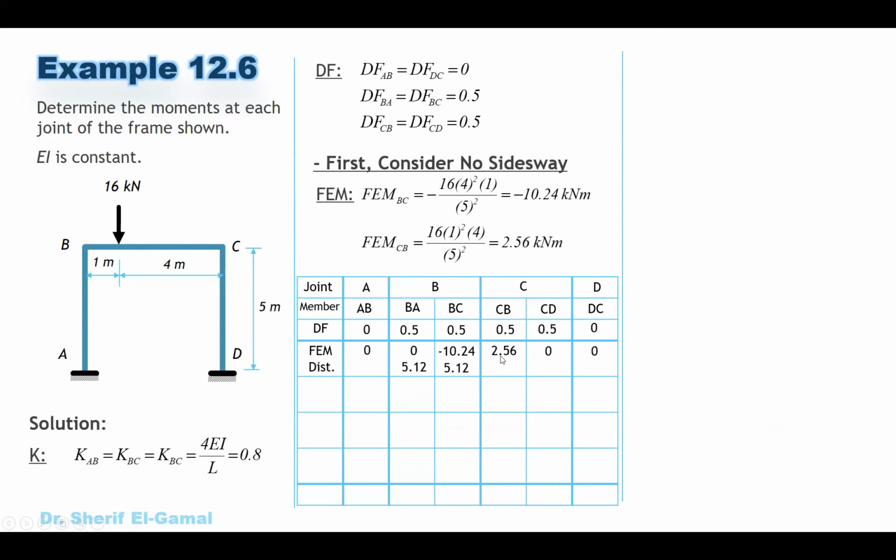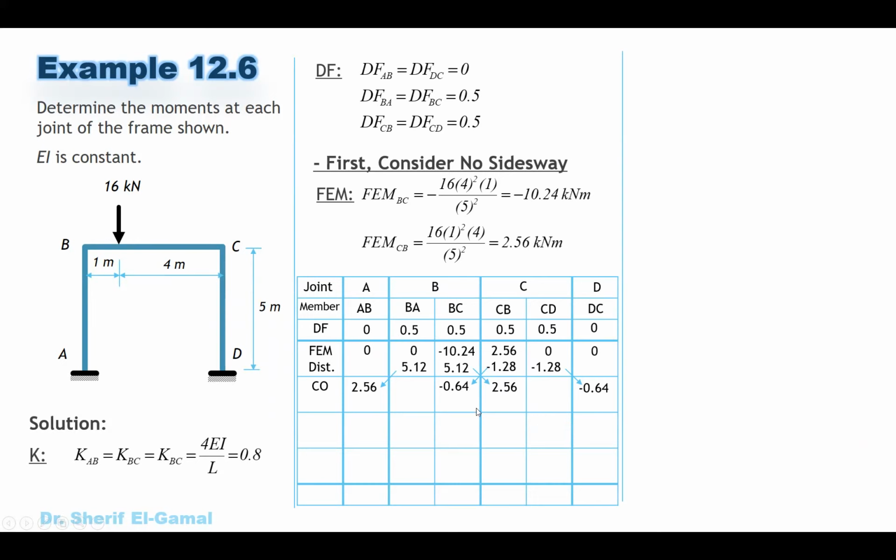We are going to repeat the same for the second joint C, 2.56. So the value here should be negative. So 2.56 multiplied by 0.5 will give us minus 1.28, minus 1.28. Then the next step is to get the carryover. The carryover, as you know, is 50% of the moment with the same sign. So we get the carryover from all the values. And don't forget that the carryover should be from one joint to another joint, not through the same joint. Okay, from C to B, from B to A, and so on. So these are the carryover.